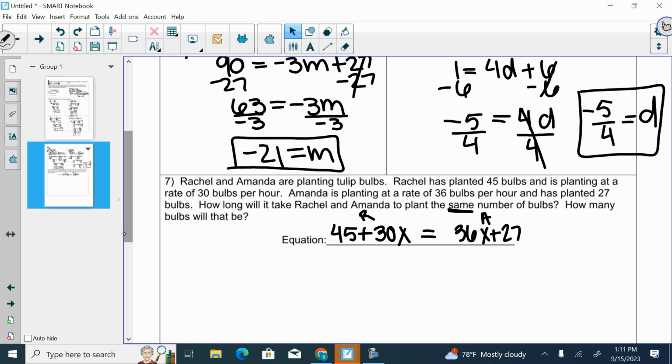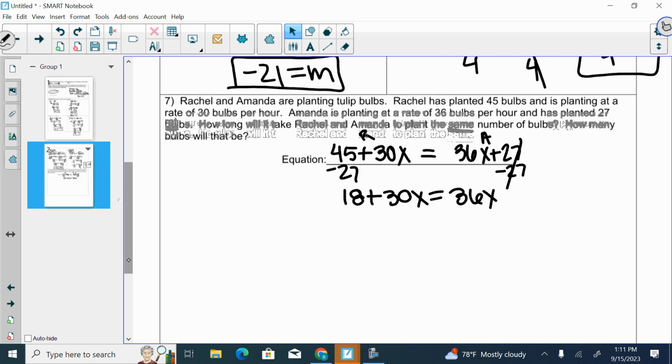Subtract 27. Okay. So subtract the 27. He said he wants to move the 27 first. What is 45 minus 27? It'll be 28. No, not 28. 18. So I'll have 18 plus 30x equals 36x. Then what should we do? Minus 30x, yeah.